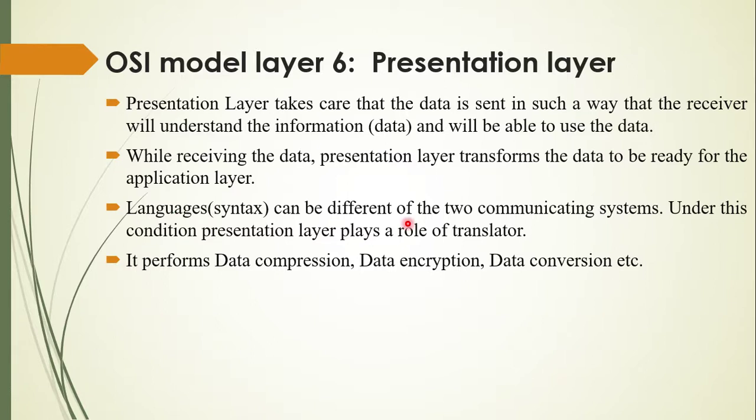The languages of two communicating systems can be different. Under this condition, the presentation layer plays the role of translator. We can understand very well the role of a translator. If the sender is sending data in one language and the receiver is receiving data in another language, if the languages are different at the two communicating systems, then the presentation layer plays the role of translator that converts one language into another, in the acceptable form of the receiver. So it performs data compression, data encryption and data conversion. Data encryption is performed at the presentation layer.